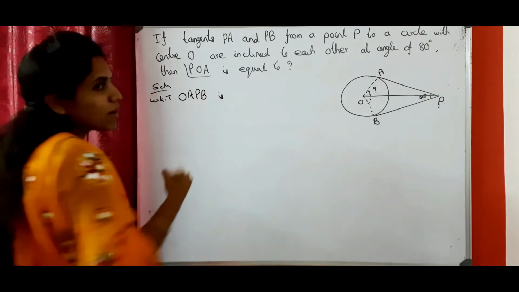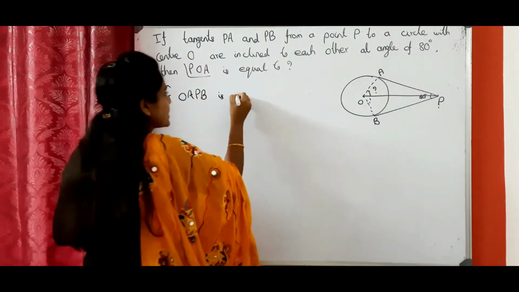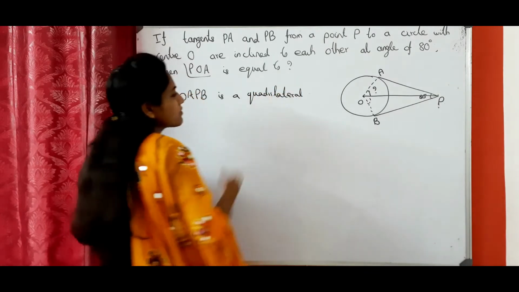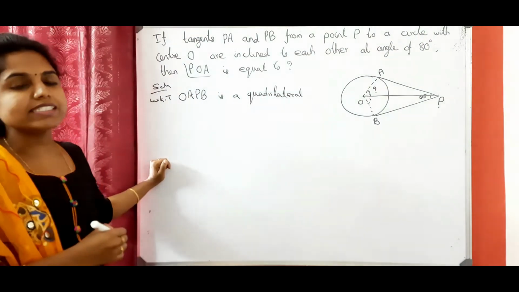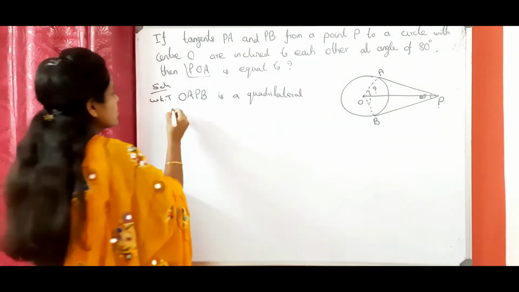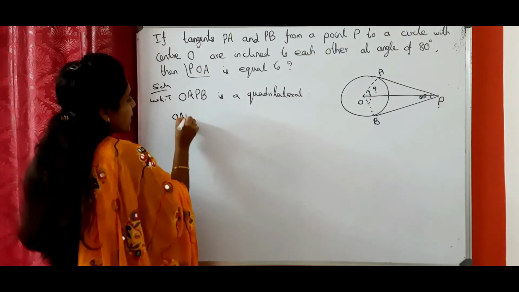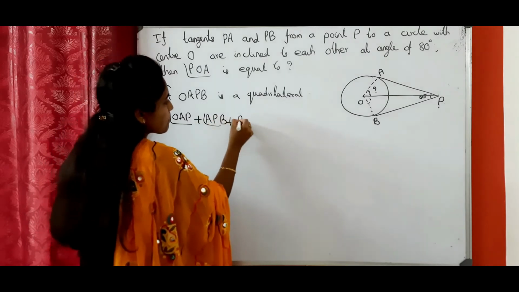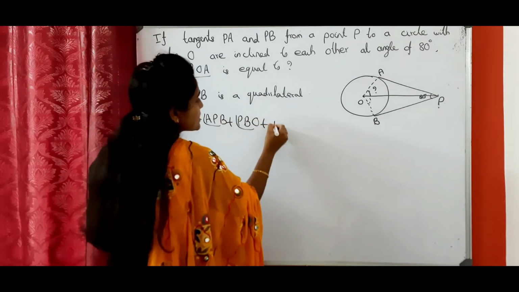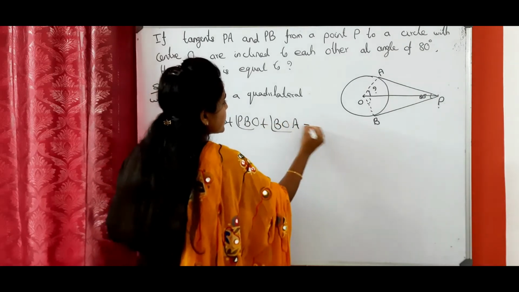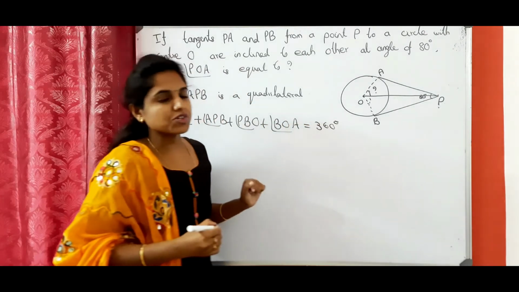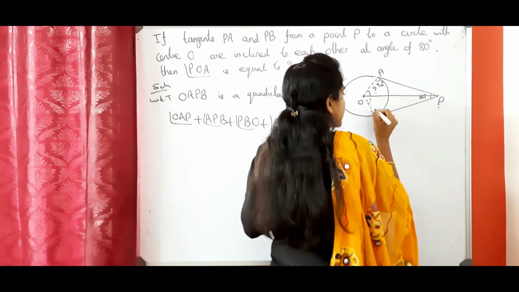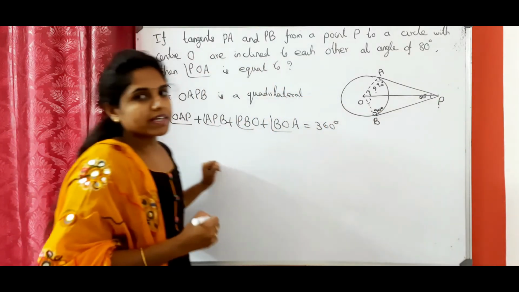OAPB forms a quadrilateral, right? We know that the sum of the angles of a quadrilateral is 360 degrees. So angle OAP plus APB plus PBO plus BOA equals 360 degrees. And also using theorem 1, we know that this angle is 90 degrees, by theorem 1.